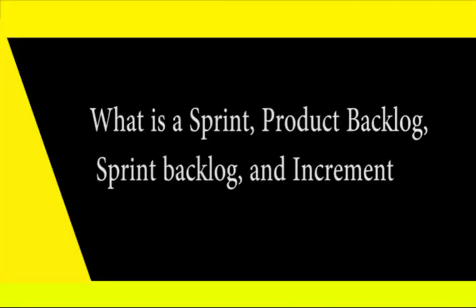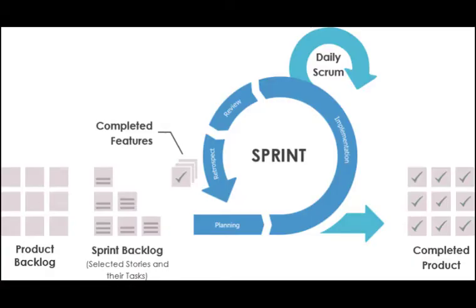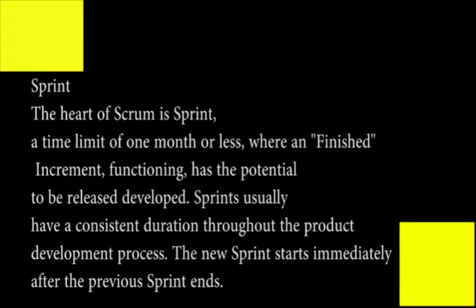What is a sprint? Product backlog, sprint backlog, an increment. Sprint. The heart of Scrum is the sprint, a time limit of 1 month or less, where a finished, functioning increment has the potential to be released. Sprints usually have a consistent duration throughout the product development process. The new sprint starts immediately after the previous sprint ends.